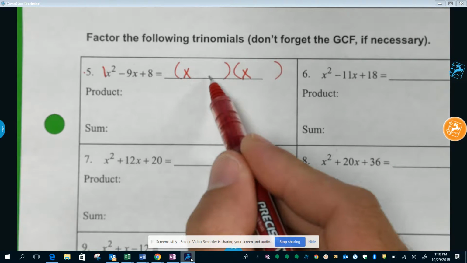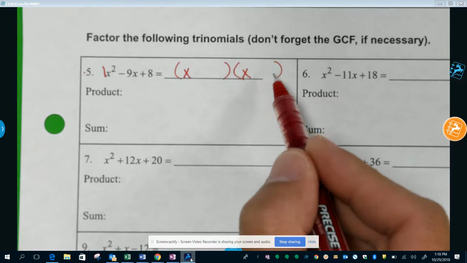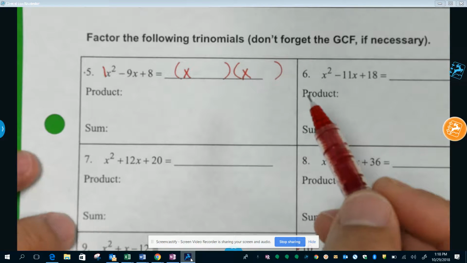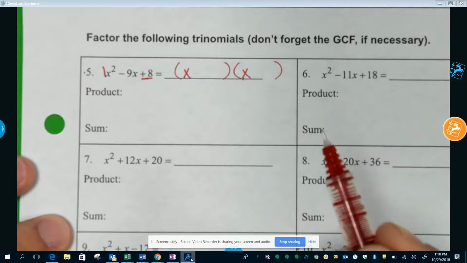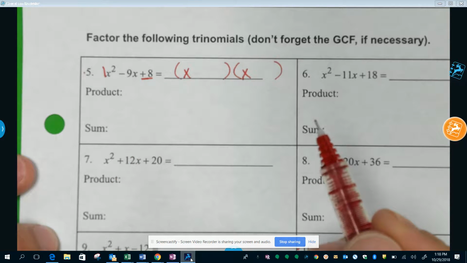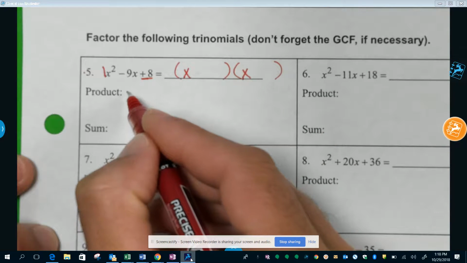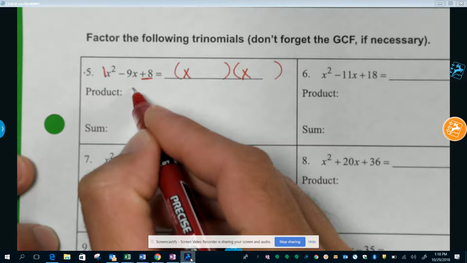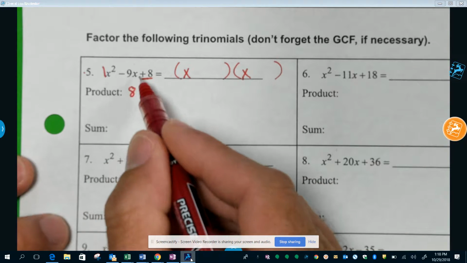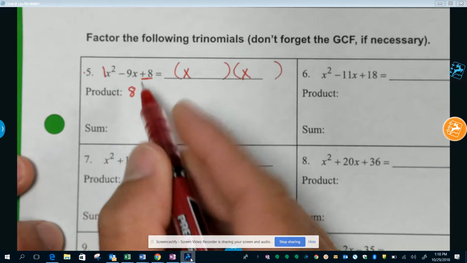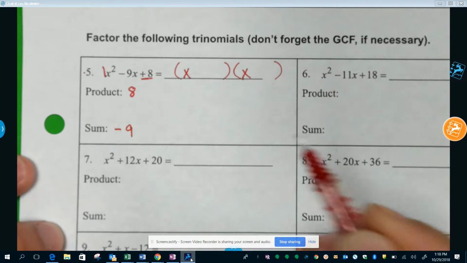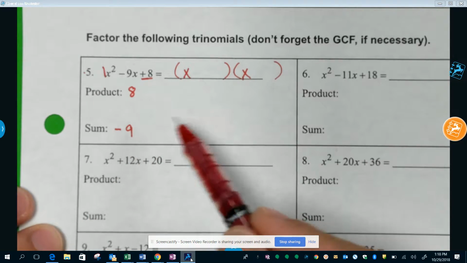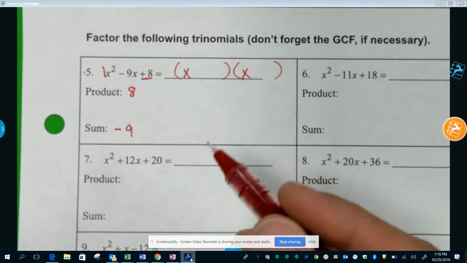Now, I need another number at the end here, and I need a number at the end here. Well, how do I figure out what numbers those are going to be? Well, I need two numbers that multiply to give me the last number. In this case, it's an 8. Okay, so my product here is going to be 8. What multiplies to give me 8? And it also has to add to give me the middle number. So that's what the sum means. It has to add up to the middle number of -9. So I'm looking for two numbers that multiply to 8, and they add up to -9.